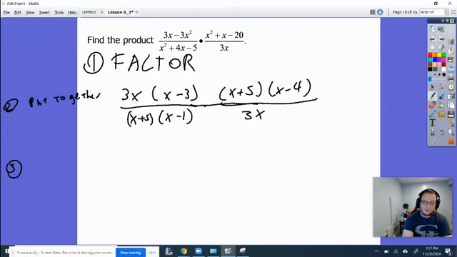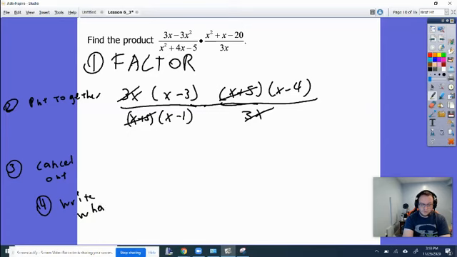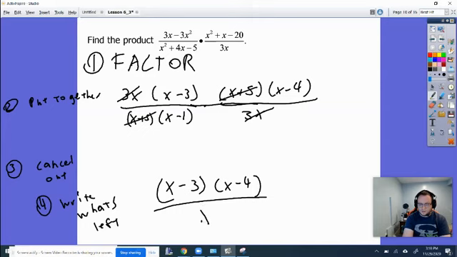Step 3, cancel. So we want to cancel anything out that we can. Looking at this, I've got a 3x here and a 3x here. I've got an x plus 5 here, an x plus 5 here, and then nothing else cancels. So then write what's left. So x minus 3, x minus 4 over x minus 1.